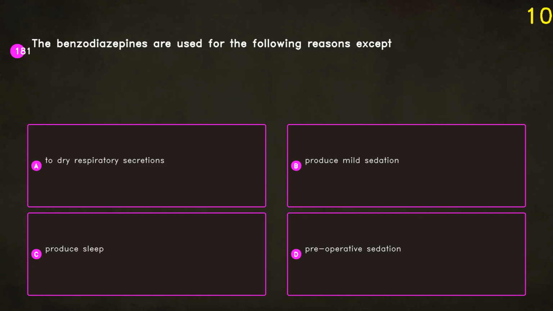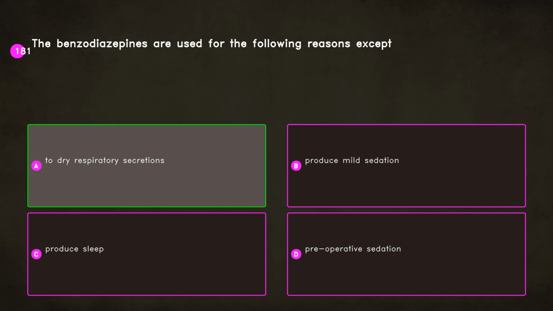Question 181. The benzodiazepines are used for the following reasons except A. To dry respiratory secretions, B. Produce mild sedation, C. Produce sleep, D. Preoperative sedation. The correct answer is to dry respiratory secretions.